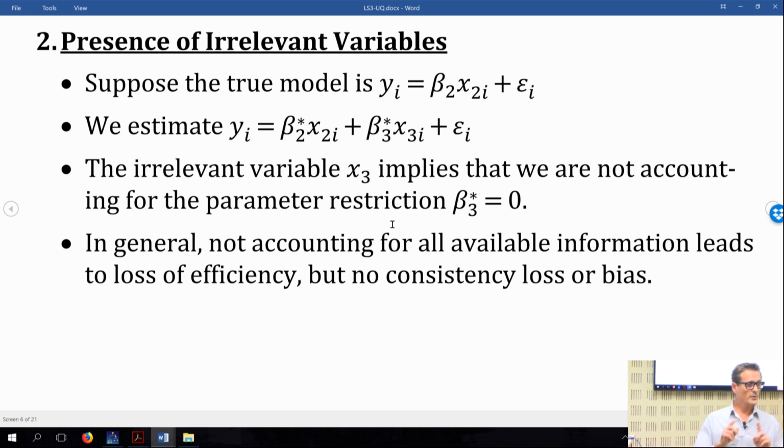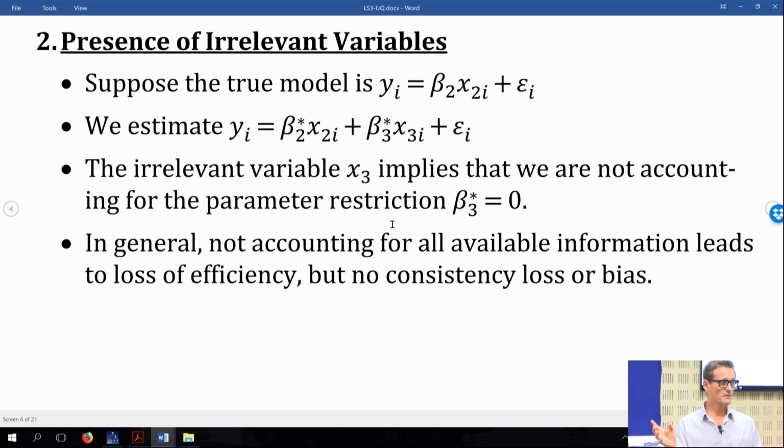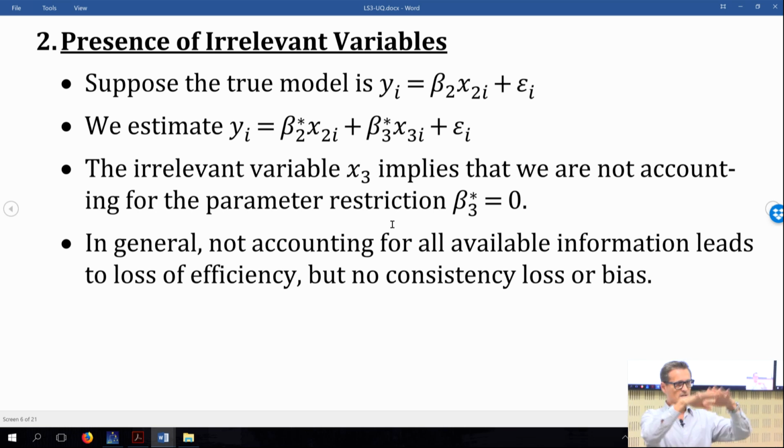So the irrelevant variable basically means that we're omitting information, because the effect of beta 3 is 0. We're ignoring that information. So in general, not accounting for all of that information leads to loss of efficiency. What was efficiency? The variance, or the standard errors, of the estimates, but no loss of consistency or bias.